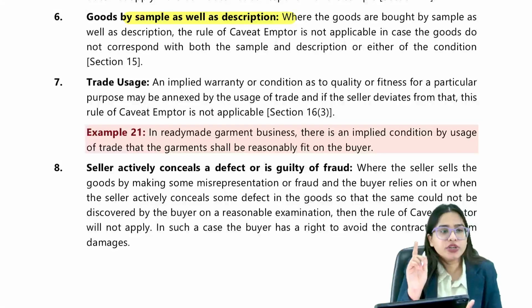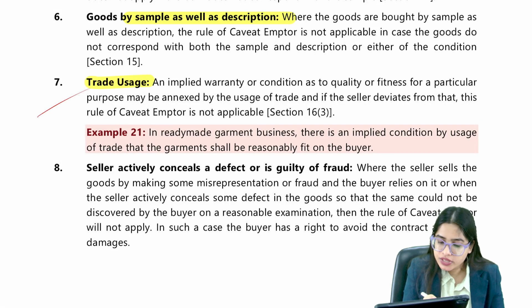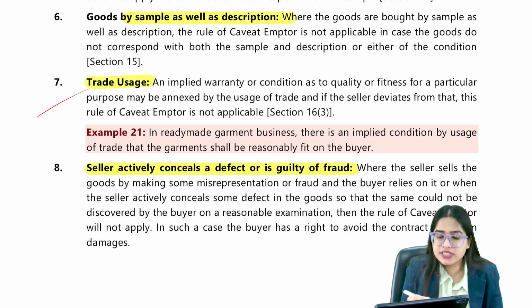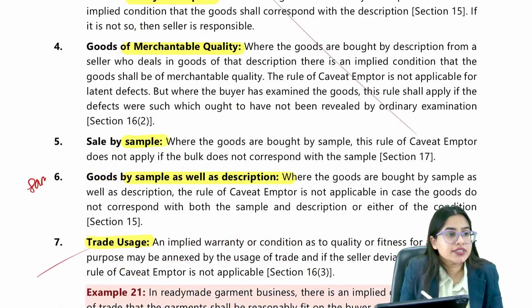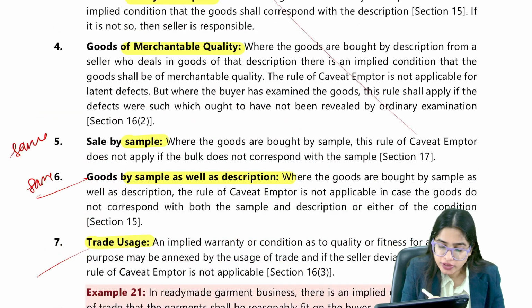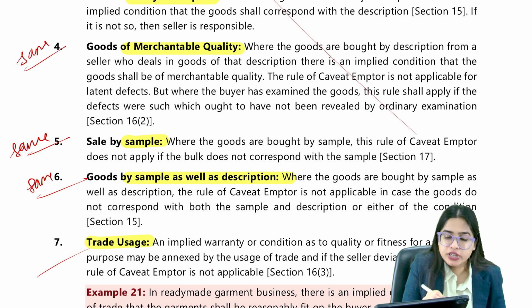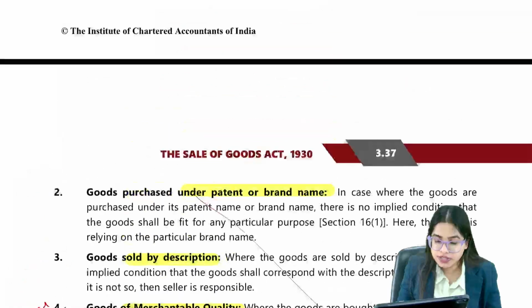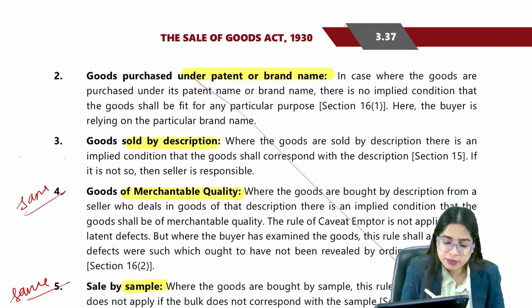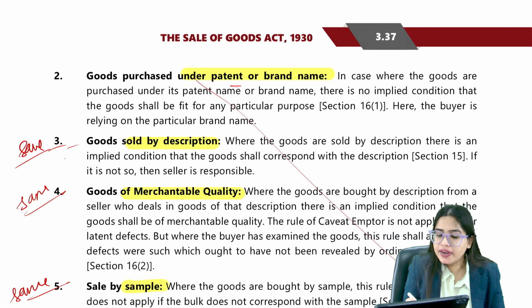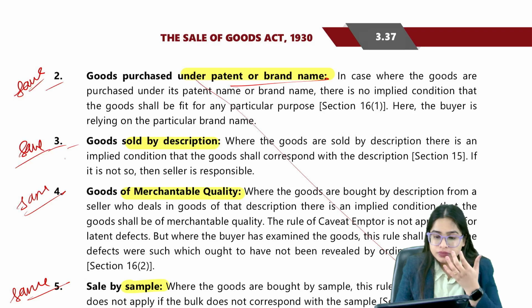Are we clear with this? Only 2 new points are there. Trade usage is a new point there, and the seller actively conceals the defect, which is fraud. These are the new points. Otherwise, this is the same. The 6th point is the same. The 5th point is the same. The 4th point is the same. Merchantable quality is the same. 5, 6 are the same. Sold by description, the 3rd point, is also the same. Patent and brand name is also covered here. Okay.